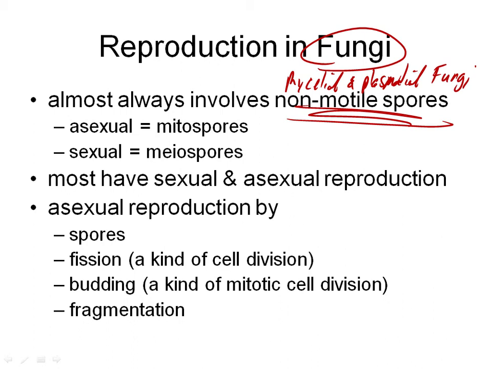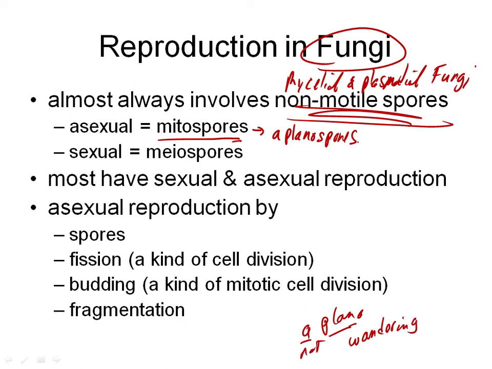We can't call those asexual spores zoospores anymore because they are not zoospores, they're not mobile. So we can call them mitospores or sometimes aplanospores. Plano is wandering. A is not. So aplanospore is a non-mobile spore, non-wandering spore. No flagella. If these spores originated from sexual reproduction, from meiosis, of course, we call them meiospores.